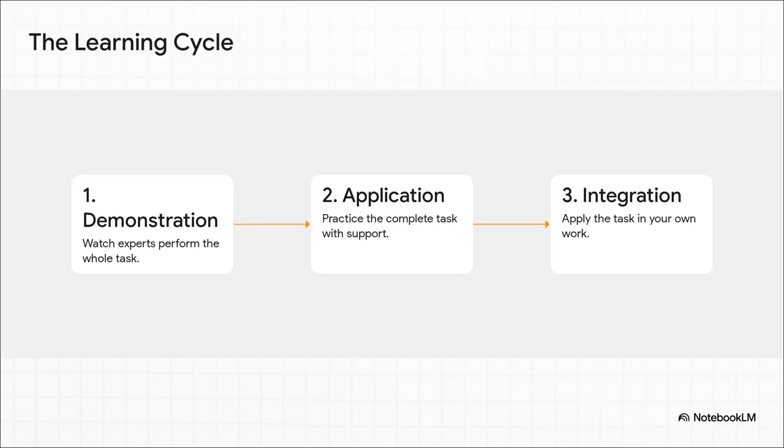The whole process follows this really clear cycle. First, the learner watches a demonstration of the entire task. Then, they try it themselves, but with scaffolding and support to guide them. And finally, they integrate that new skill into their actual work. It's a straight line from observation to real-world performance.